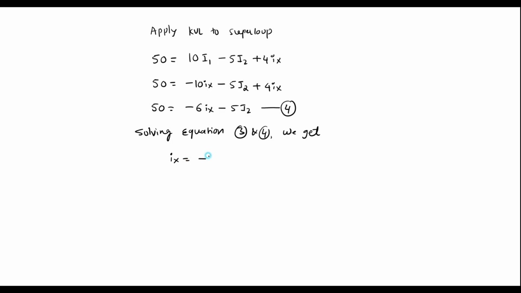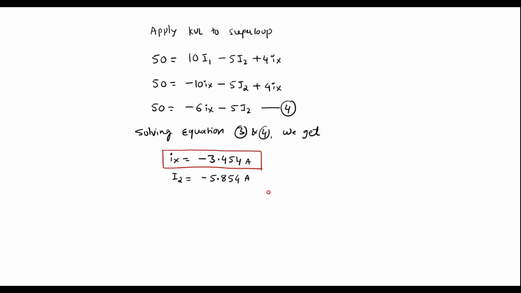Ix is equal to minus 3.454, and I2 is equal to minus 5.854 amps. Thus we found the value of Ix, which is minus 3.454.